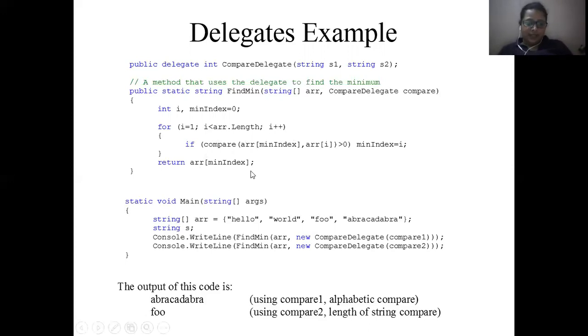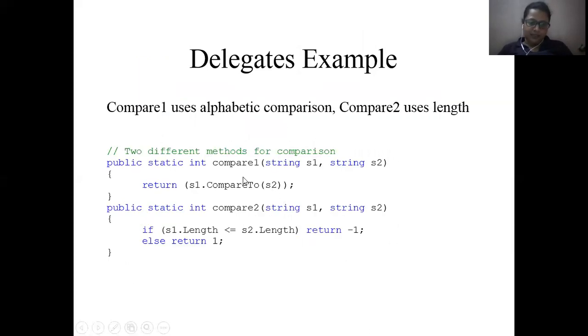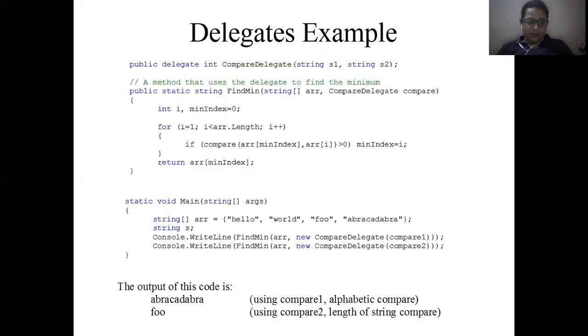Static void Main with string args, a string array hello, world, fwo, and other words. Console.Write FindMin of arr with new CompareDelegate compare1, and Console.Write FindMin of arr with new CompareDelegate compare2. Here we create the compare1 and compare2 delegates. It executes with these compare1 and compare2 methods. The output of this code is, using compare1, the alphabetic comparison and, using compare2, the length comparison.